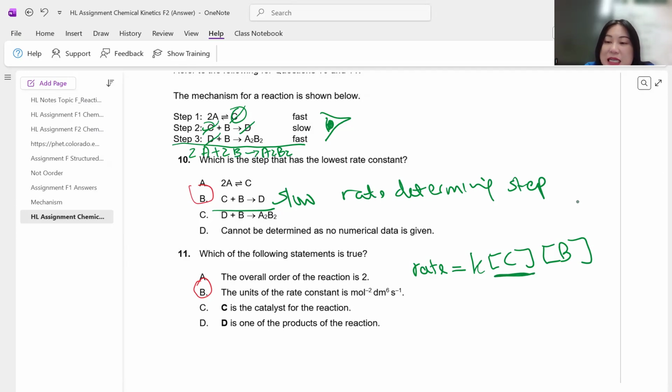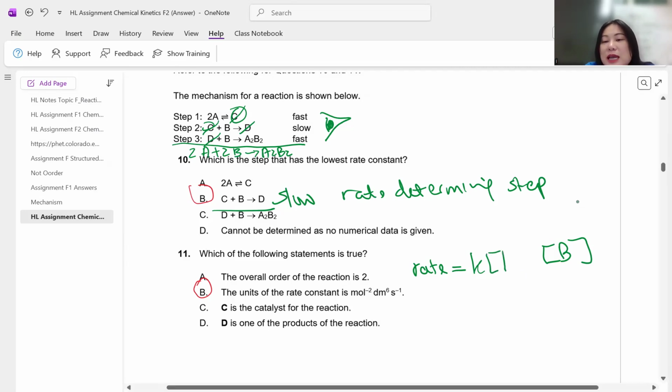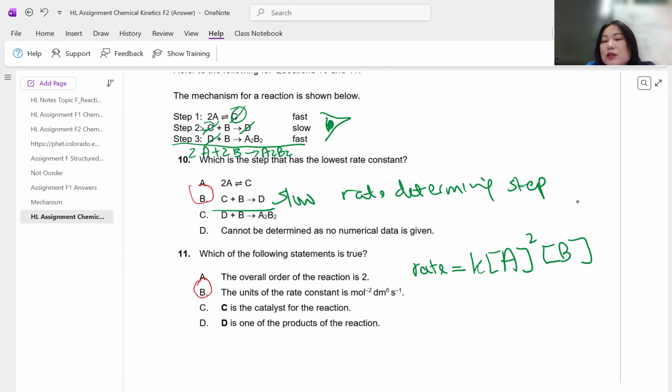So replacing C, I will have to use A, right? And every 2A replaces a C. So this is A squared. Right, so overall order is not 2 because 2 plus 1 gives you 3.